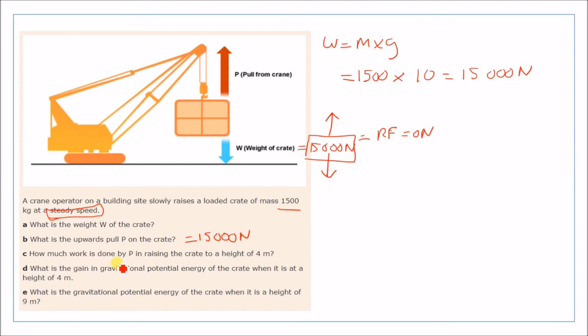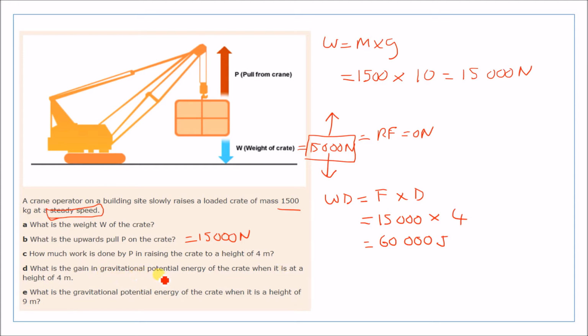Okay, how much work is being done by P in raising the crate a height of 4 meters? Well, we just said that work done is equal to force times distance. The force is 15,000 and the distance is 4 meters. So 15,000 times 4 is going to give you 60,000. Now work done is the energy transferred. So that box, by being lifted 4 meters, has gained 60,000 joules of energy. It's gained 60,000 joules of gravitational potential energy.